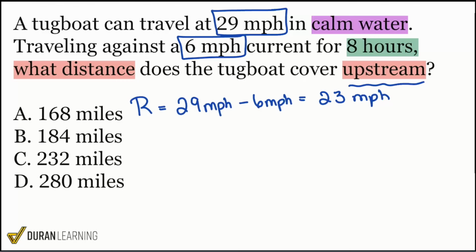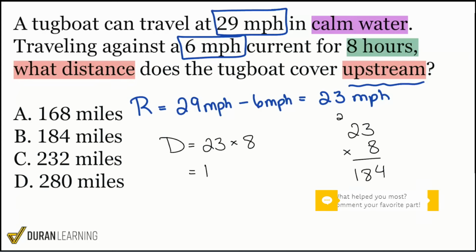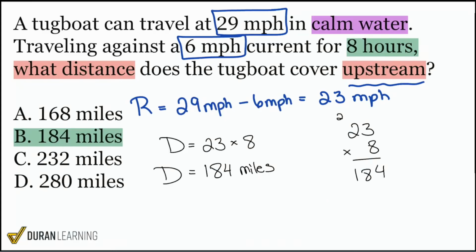So from there, we're going to go ahead and do distance equals my rate, 23 miles per hour, multiplied by time, which is 8 hours. And that'll give us the correct final answer. Here we go, 23 times 8. 8 times 3 is 24. 2 times 8 is 16. Carry the 2 is 18. So that will be 184 miles. And that is none other than answer choice B. And there we go.